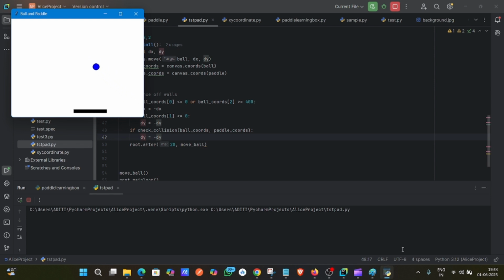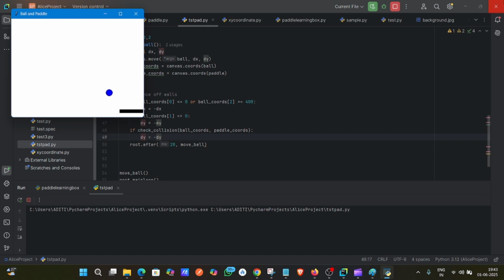See, it is detecting collision. It is going to the roof and it is coming down from the roof. We have done that part. So this game is almost ready to play. The only thing I have to control now is this paddle, which is disappearing. It is going beyond the wall. So we need to do that and that's it.